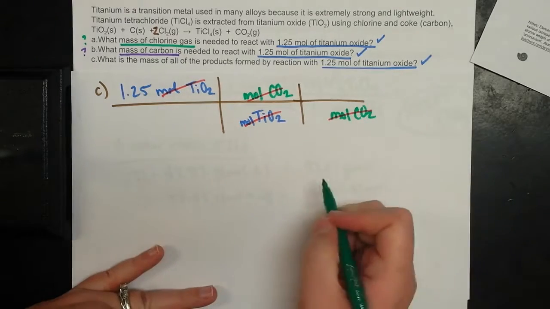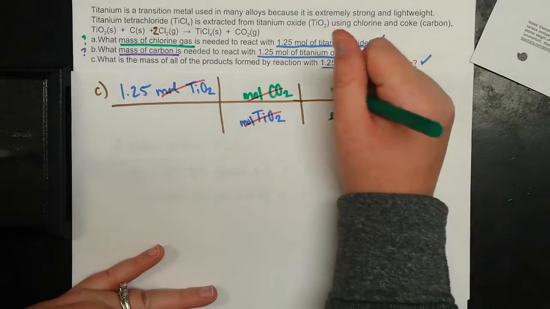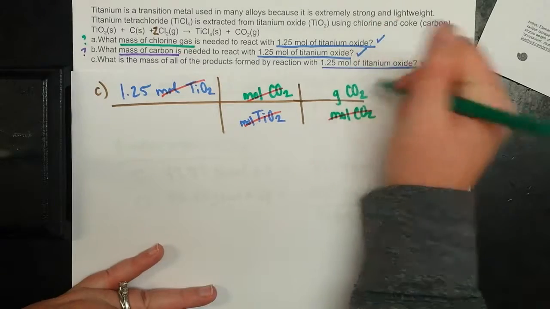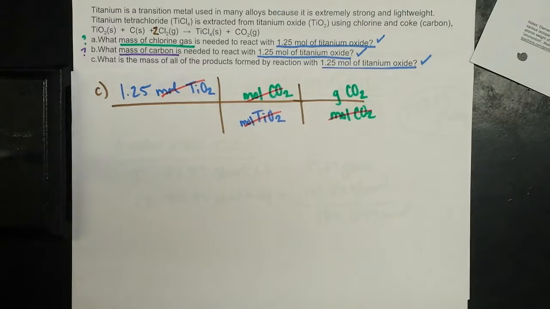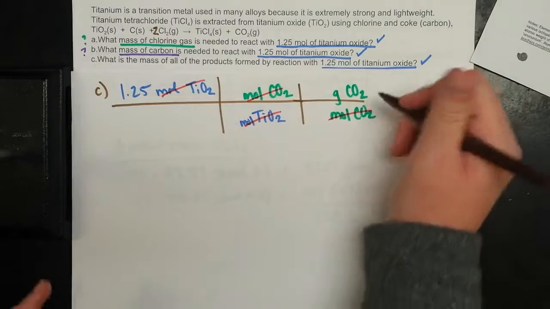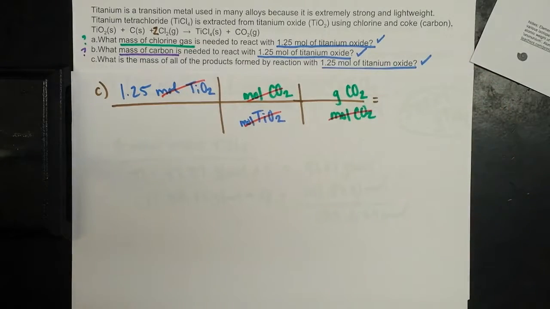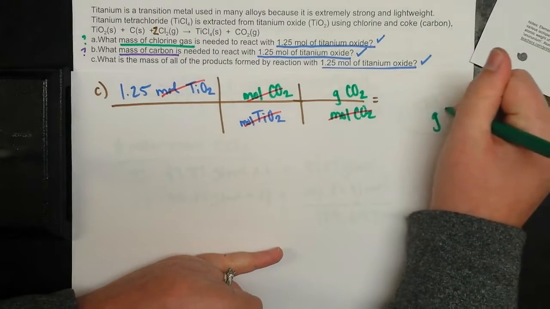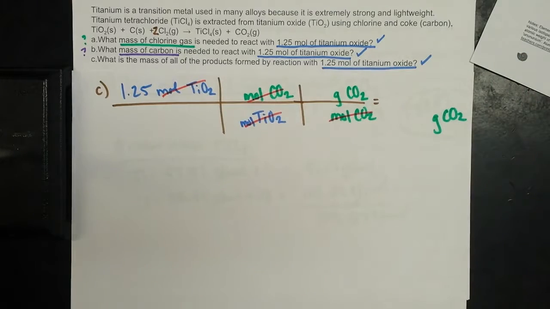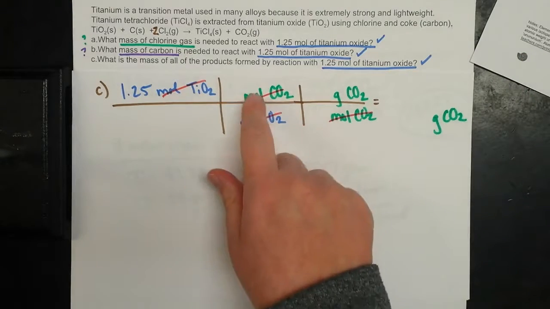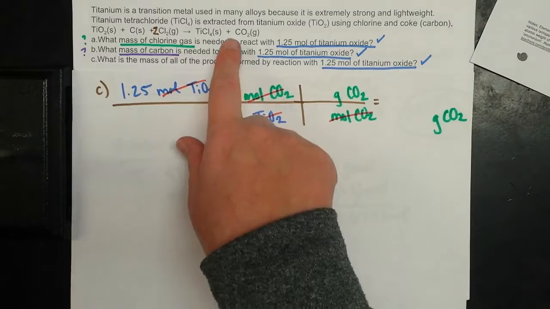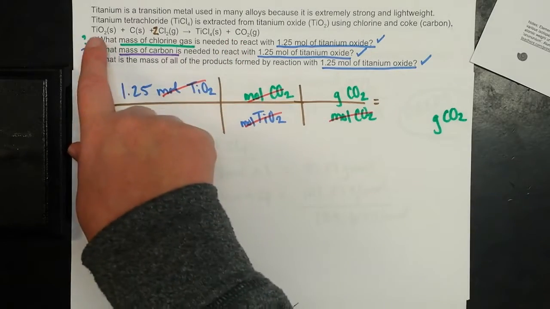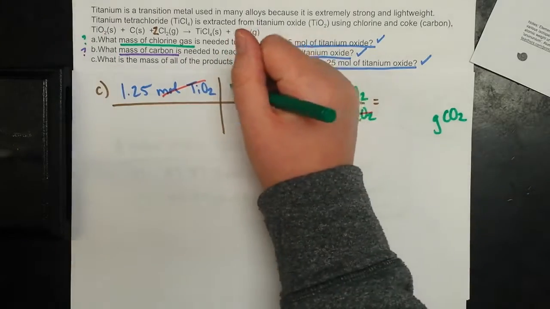Alright, and I know I can convert between moles and mass of the same substance. This will give me the mass of carbon dioxide. Okay, everything cancels and leaves me in grams of CO2. So I'm going to go ahead and write that in my answer. Let's get the mole ratio from the balanced equation here. So I've got 1 mole of carbon dioxide produced for every 1 mole of titanium oxide.